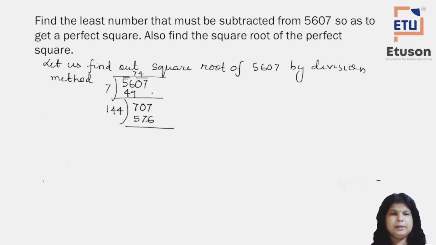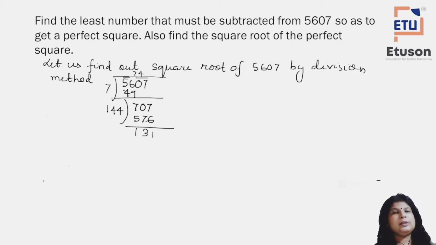So the remainder is 131. Correct? So as you can see, the new remainder is less than your current divisor. So you cannot go further. So you have to stop here. So you can see that the number 5607 is not a perfect square.